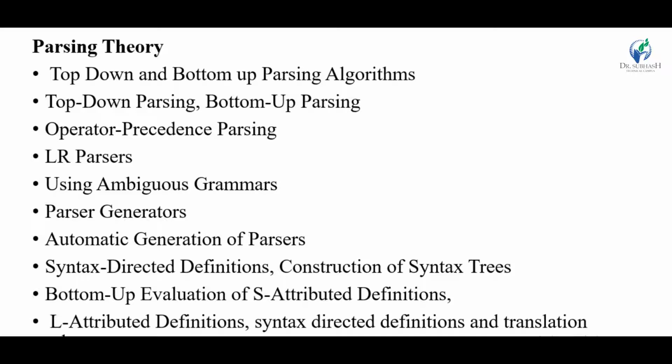Then using ambiguous grammar. And what is ambiguous grammar? You can generate more than one parse tree from a single grammar. Then parser generator, then automatic generation of parser, syntax directed definition, construction of syntax tree. Syntax directed definition is a generalization of context free grammar in which each grammar symbol has an associated set of attributes. Types of attributes are synthesized attribute and inherited attribute.